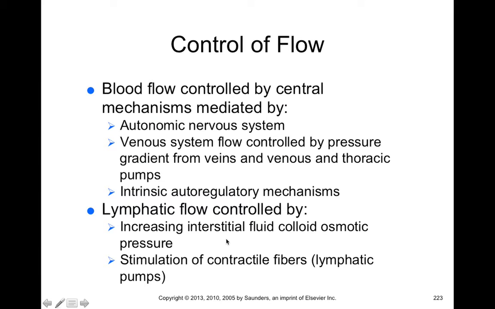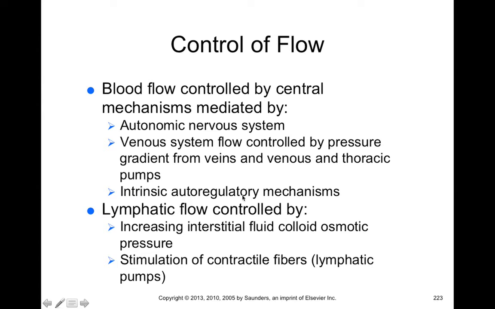Now, blood flow is controlled by a variety of mechanisms. It involves your autonomic nervous system, as well as intrinsic autoregulatory systems, as well as venous blood flow. Remember, the autonomic nervous system involves both the sympathetic and parasympathetic nervous systems, and these act to increase or decrease blood flow to different tissues. Now, the venous system flow is controlled by a pressure gradient, from veins to larger veins by both muscular pumps and thoracic pumps. The thoracic pump is the process of breathing, which can help draw venous blood up towards your heart.